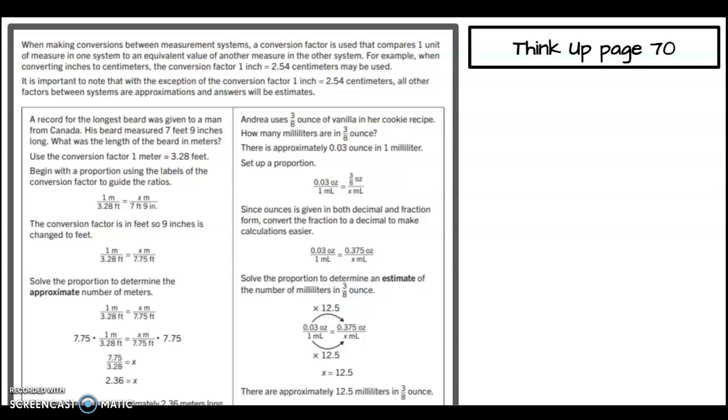For example, when converting inches to centimeters, the conversion factor 1 inch is equal to 2.54 centimeters is going to be used. It is important to note, with the exception of the conversion factor 1 inch is equal to 2.54 centimeters, all other factors between systems are approximations and answers will be estimates, which means that we are probably going to have to round a little bit within these measurement systems.